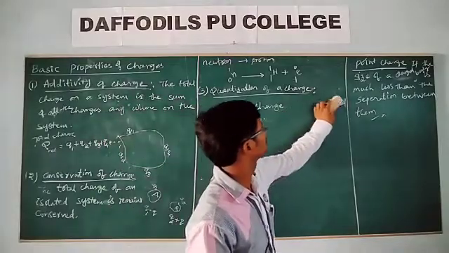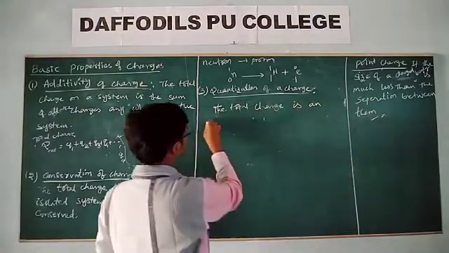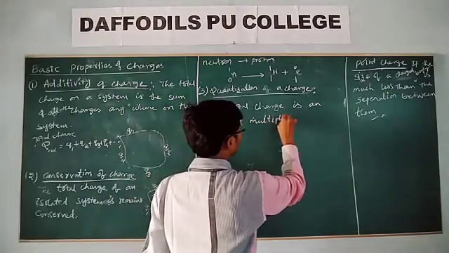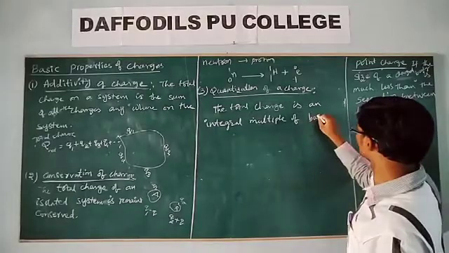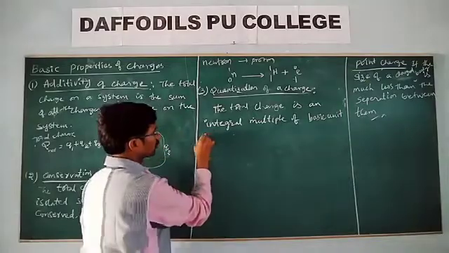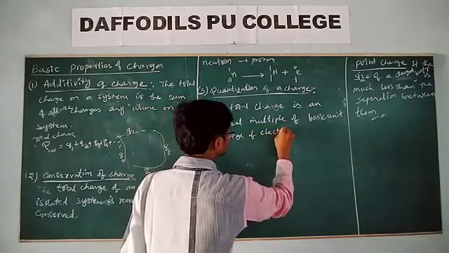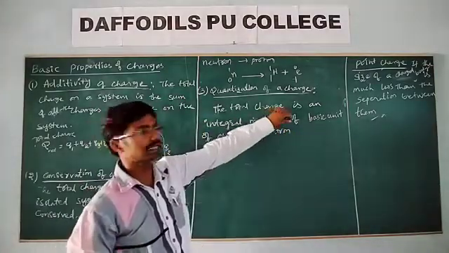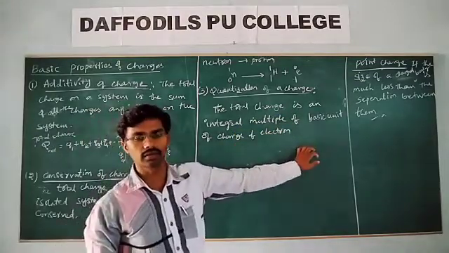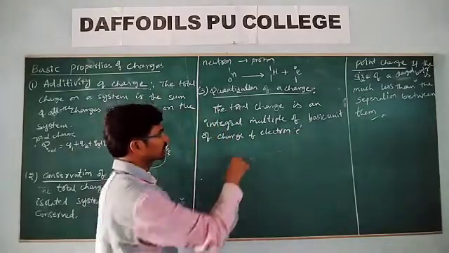Total charge is an integral multiple of the basic unit of charge of an electron. So the total charge is an integral multiple of the basic unit of charge of an electron, which is denoted by E, the basic unit of the charge, which is called electron.